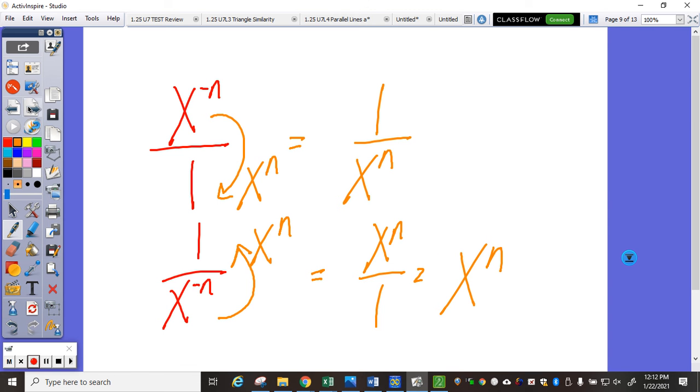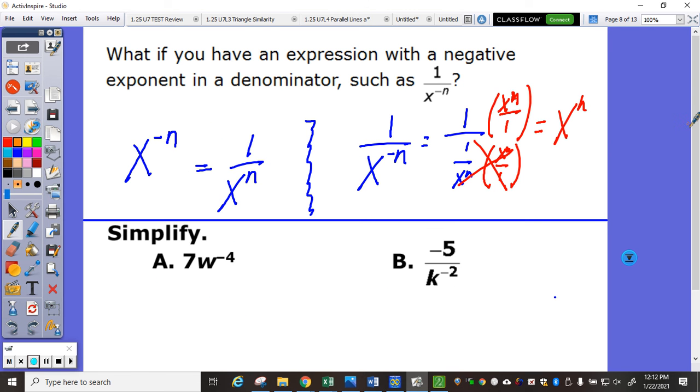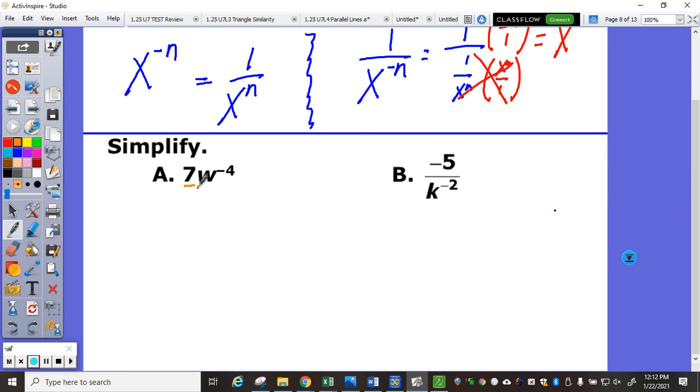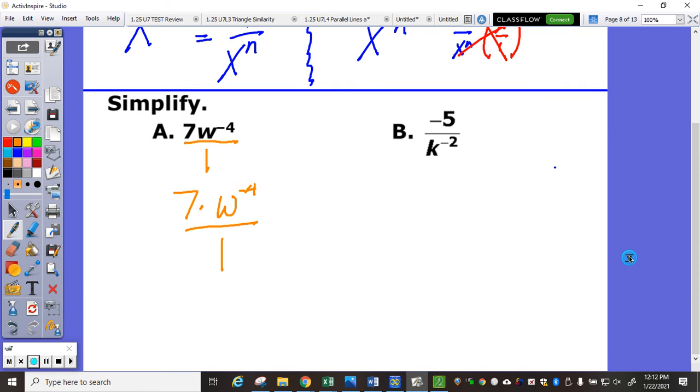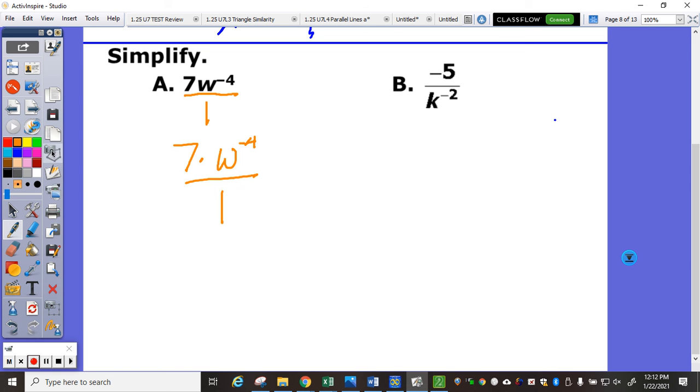Okay? So if I look at some examples here, let's just assume that all of this is over 1. Now remember, in the numerator, I have two different things. I have a 7 times w to the negative 4 over 1. And we want to make this exponent positive. So we're going to take this and move it to the other side of the fraction line and make this positive. So now all I have left on top is 7, and what I have on bottom is w to the positive 4.